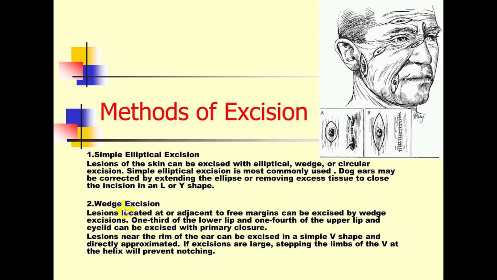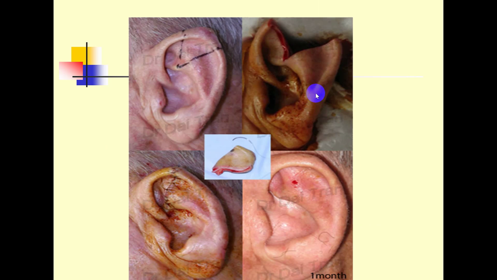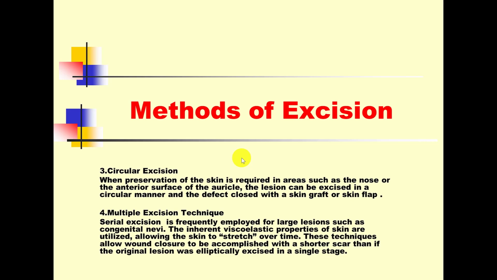For lesions located adjacent to the free margin, how can I deal with them? This is excision by wedge excision, a V-shape excision, like on the upper eyelid or in elements of the ear. We can do wedge excision and reapproximation of the tissue. Other lesions require circular or ellipse excision, and for those needing a free margin, like a skin tumor, I can cover or correct the continuity with a skin graft or flap.